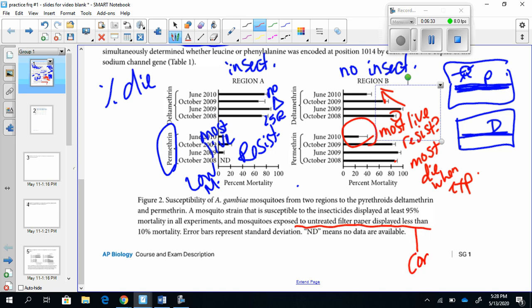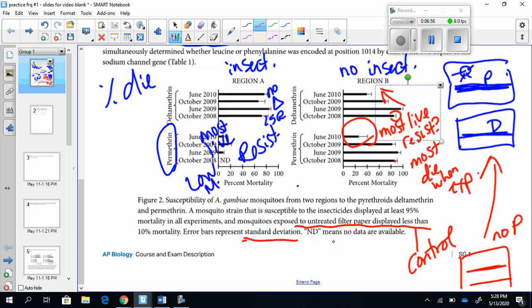This is our control. I need to be able to show that the one and only thing that I'm changing in these conditions is my insecticide. So I would have to have one like this that has no insecticide. So that's why they would have untreated filter paper. And then error bars represent standard deviation, and ND means no data was available.